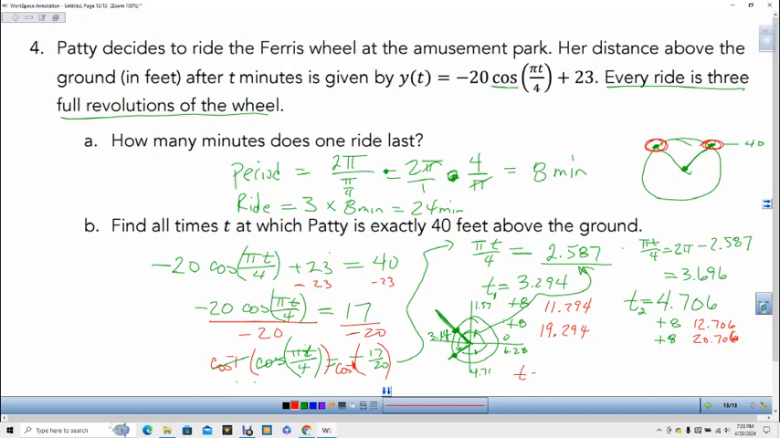So you could list all those out in order, which would probably be best. 3.294 and 4.706 and 11.294 and 12.706 and 19.294 and 20.706. 1, 2, 3, 4, 5, 6. There we go. There's your answers for all those problems. All the different times that Patty is going to be exactly 40 feet above the ground.